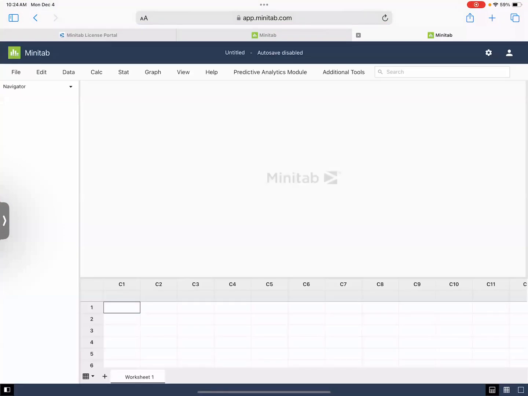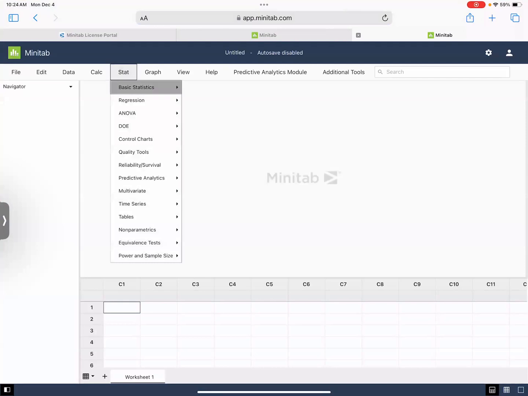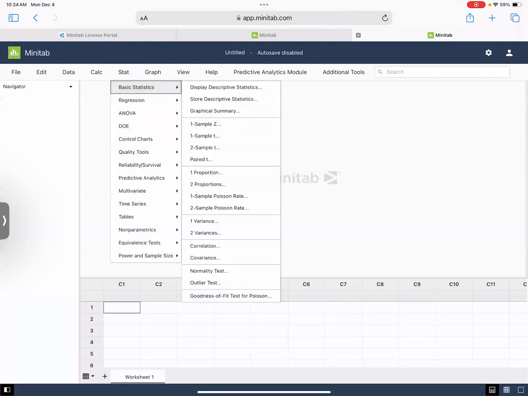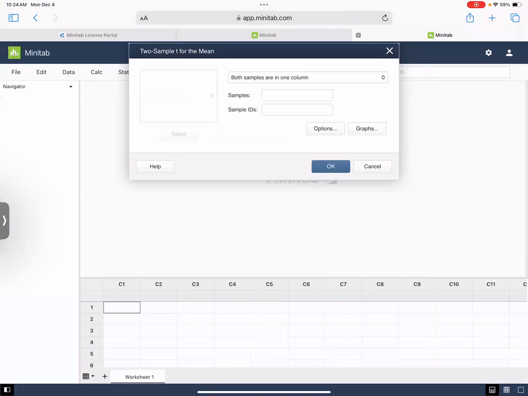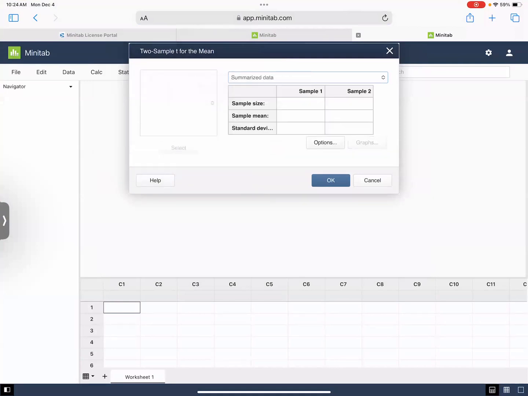All right. And I'm just going to follow the directions. I need to click on Stat, Basic Statistics, and 2-Sample t, right? At this point, it kind of seems like you can't type anything because we need to change the drop-down menu to say Summarized data, because we're given a summary of all the data, right? So, summarized data.